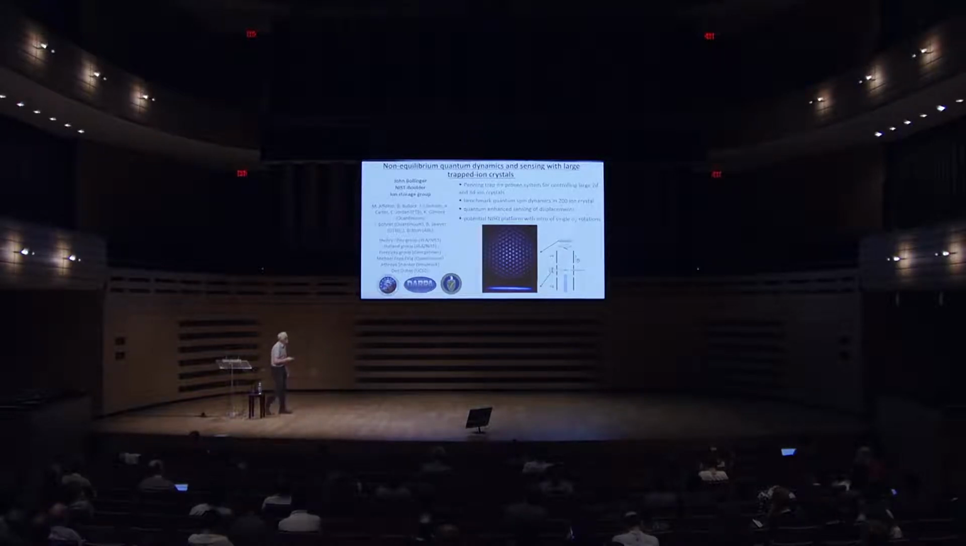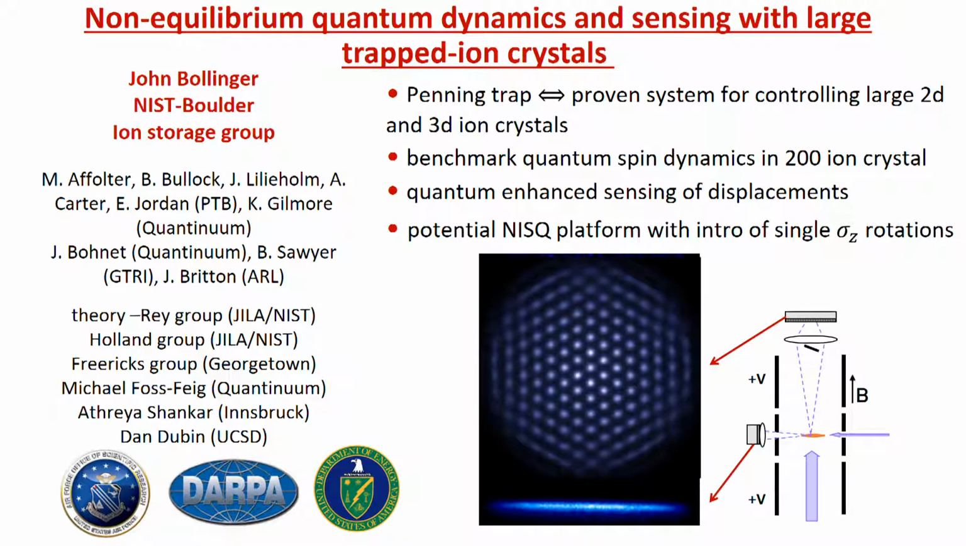I'm going to talk about non-equilibrium quantum dynamics and quantum sensing with large trapped ion crystals. These crystals are formed and controlled in a Penning ion trap. Penning traps are not as well known for quantum information processing as the linear RF trap, and you'll see there's a good reason for that. We don't have near the same control of individual qubits that the linear RF trap has. But I would like to emphasize that Penning traps are good for controlling large ion crystals, and crystals in 2D as well as 3D.